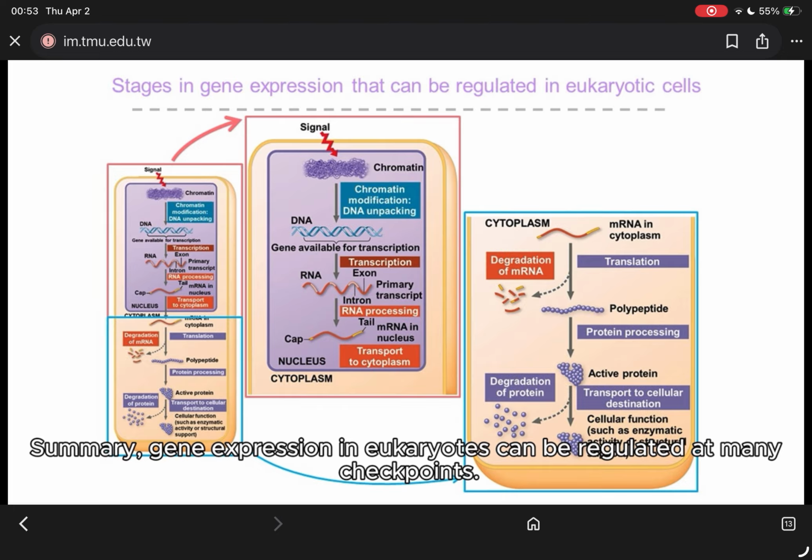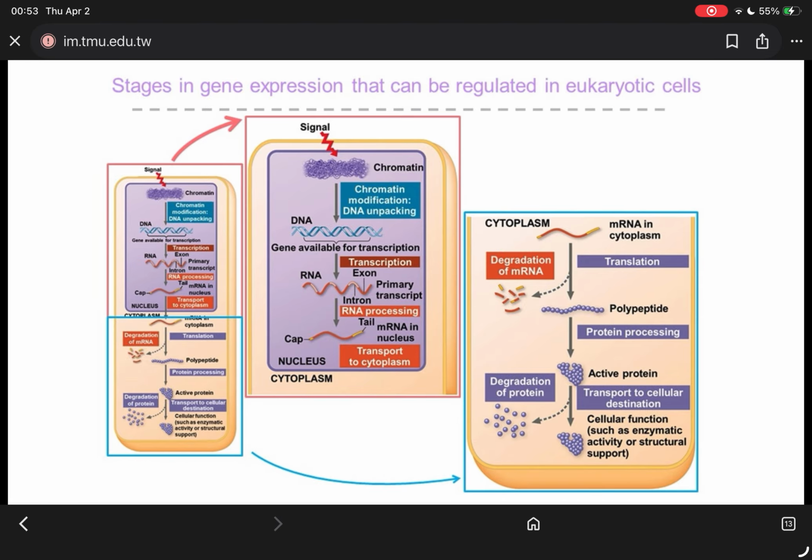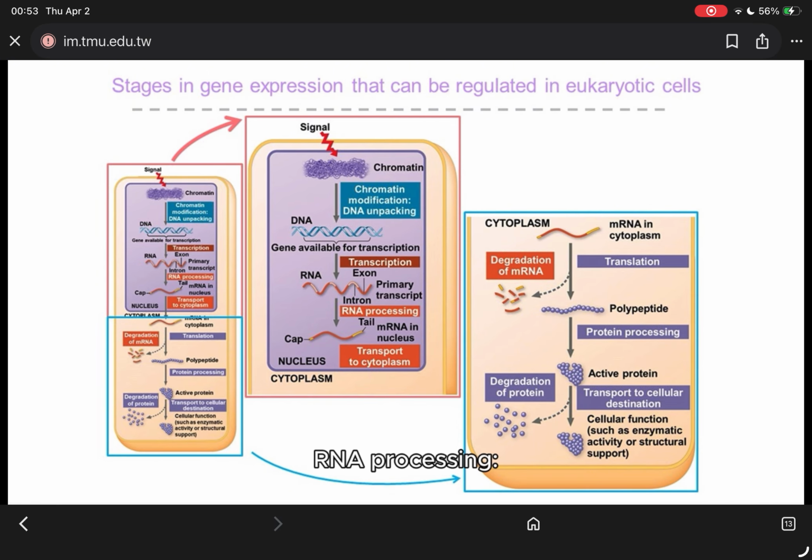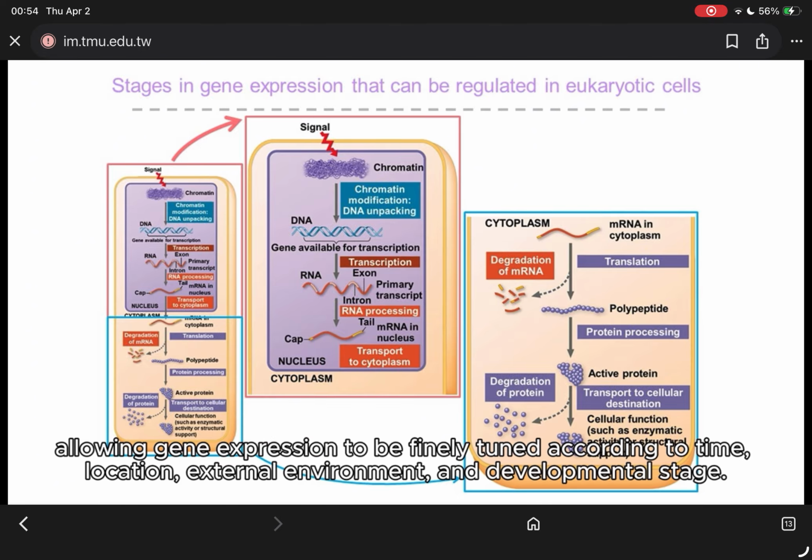Summary: gene expression in eukaryotes can be regulated at many checkpoints. Chromatin accessibility: can the gene be opened? Transcriptional control: will the gene be transcribed? RNA processing: which version of the mRNA will be produced? RNA export and localization: where will it be translated? Translational control: will it be translated immediately? Protein modification and degradation: how active is it and how long will it last? These checkpoints give cells enormous flexibility, allowing gene expression to be finely tuned according to time, location, external environment, and developmental stage.